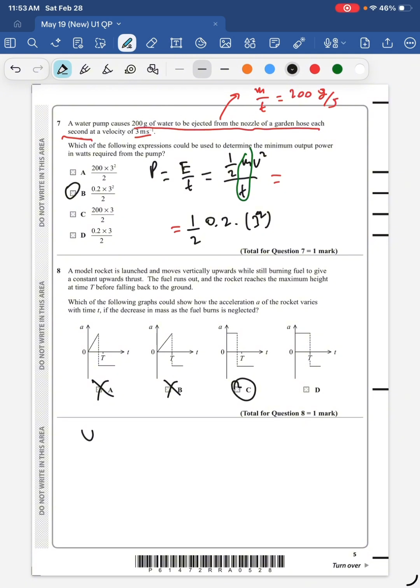Okay, so they say that C is the correct answer as the acceleration is positive while the fuel is still burning. It then becomes negative while still traveling upwards as the only forces acting on it are downwards, weight and drag. Okay, I see.